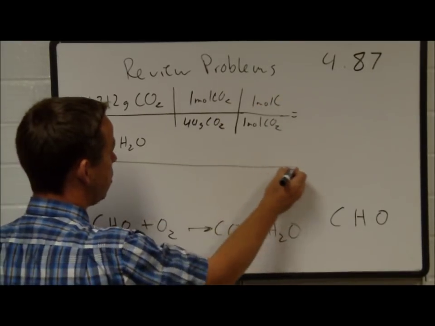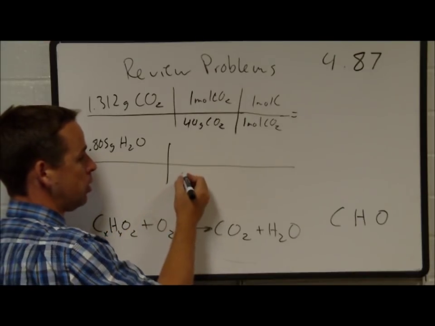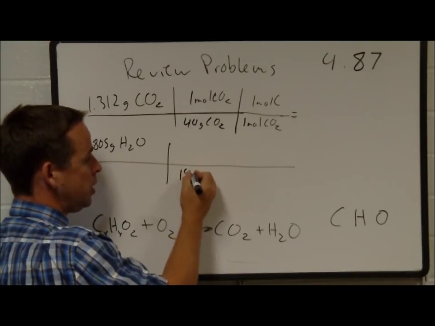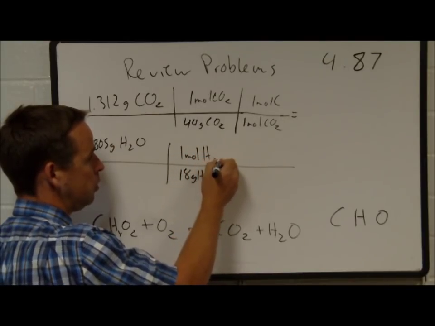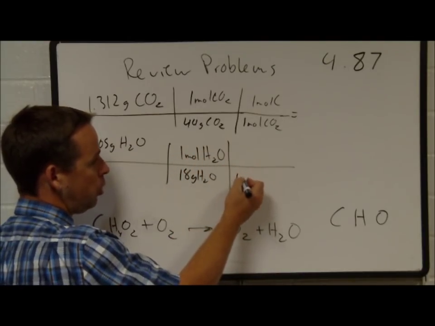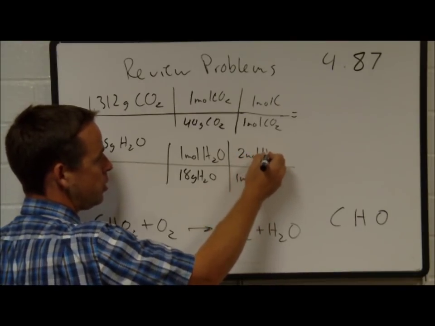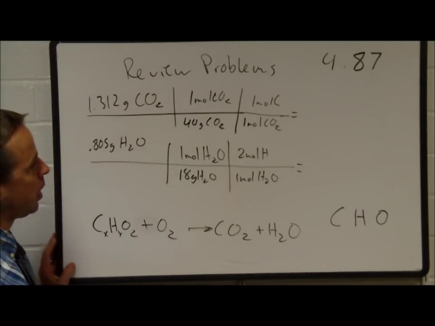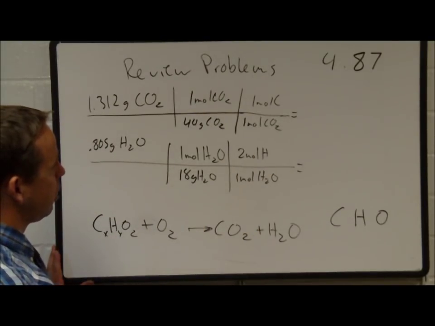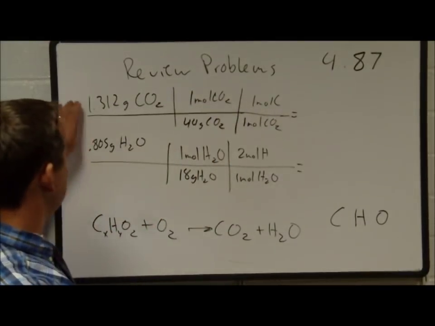We can do the same thing with water, right? 0.805 grams of water. Well, there is 18 grams of water for every 1 mole of water. And for every 1 mole of water, there's 2 moles of hydrogen. So that'll tell us how many moles of hydrogen there were, right? Okay, so we'll do that really quick here.